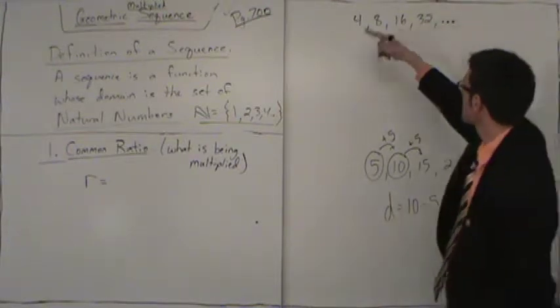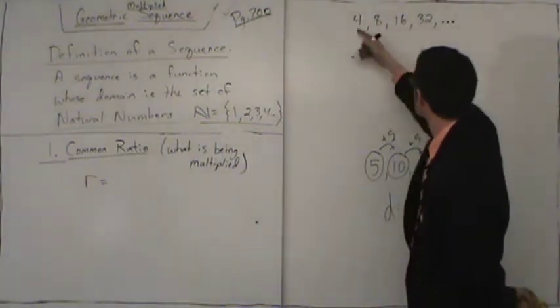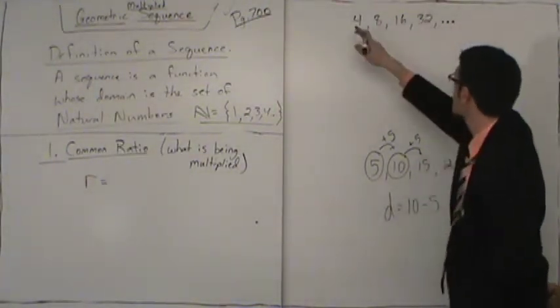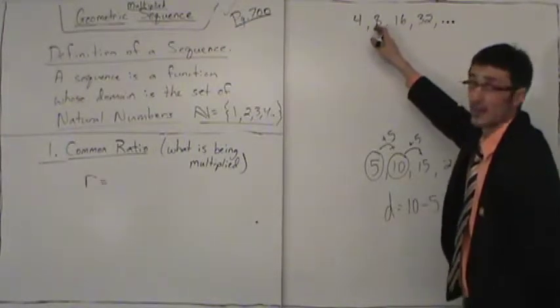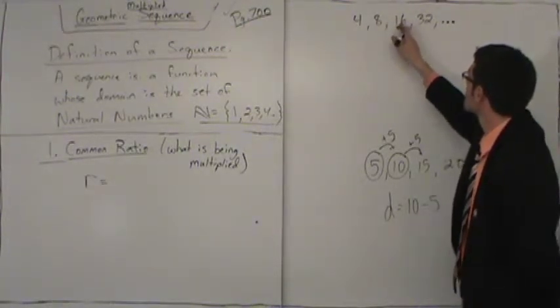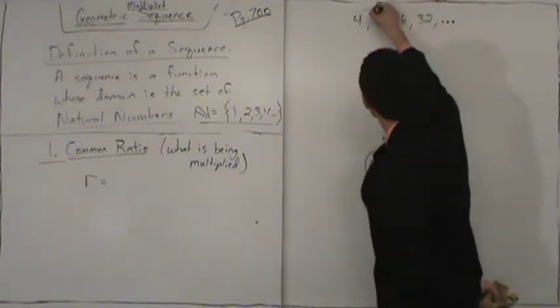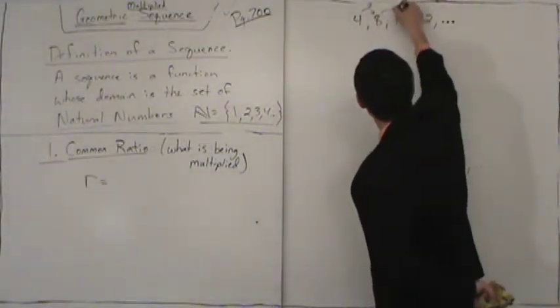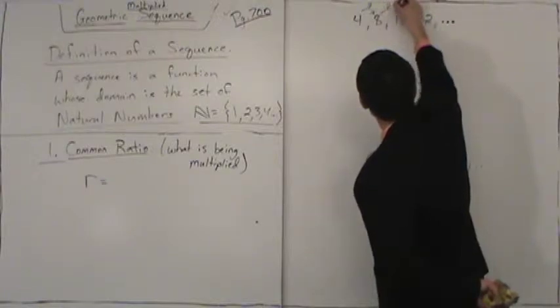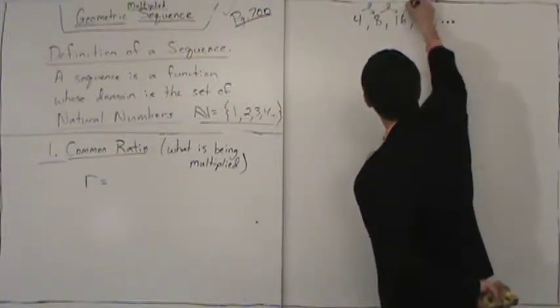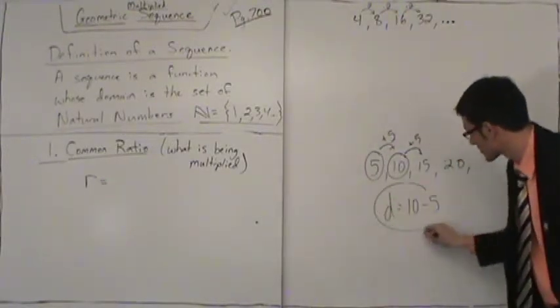Okay, so to find what's being multiplied, what are we going to do? You can look at this and tell me, what are we multiplying by to get from 4 to 8? We're multiplying by 2. To get from 8 to 16, we're multiplying by 2. To get from 16 to 32, we're multiplying by 2. So you can tell me that we're multiplying by what? Multiplying by 2.